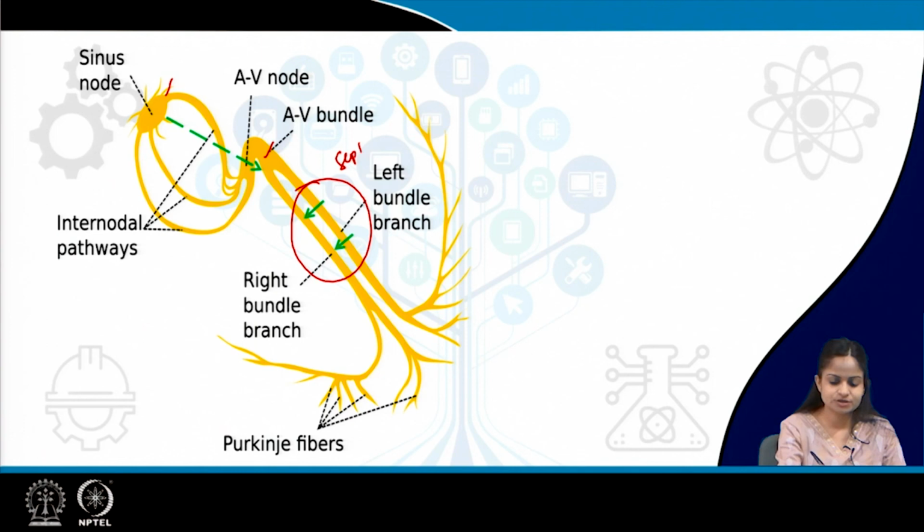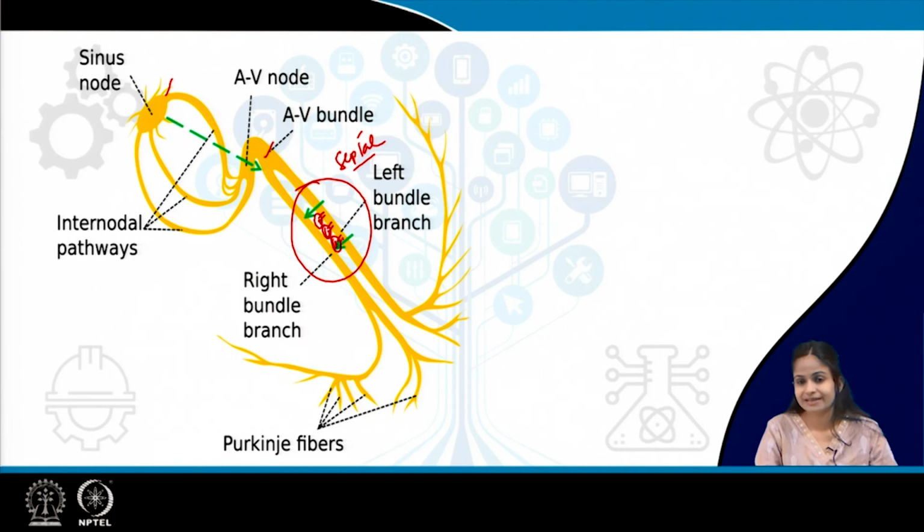Now, the septal depolarization is from left to right, because it has been said in some books that the ventricular septum has a connection with the left bundle branch. So, the left bundle branch has some connections with the septum, and so the depolarization takes place from left to right. After the septal depolarization, there will be depolarization of the ventricular muscle from the endocardium to the epicardium.